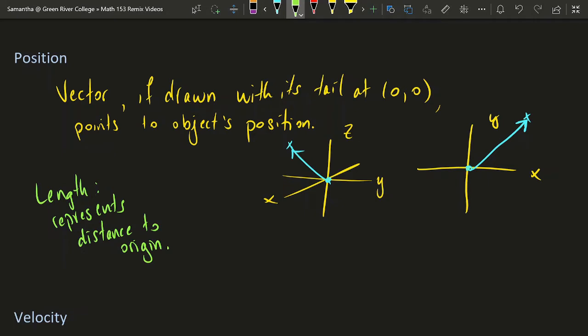What does the direction of the vector represent? It simply represents the direction that you'd need to travel to get from the origin to the position along a straight line.